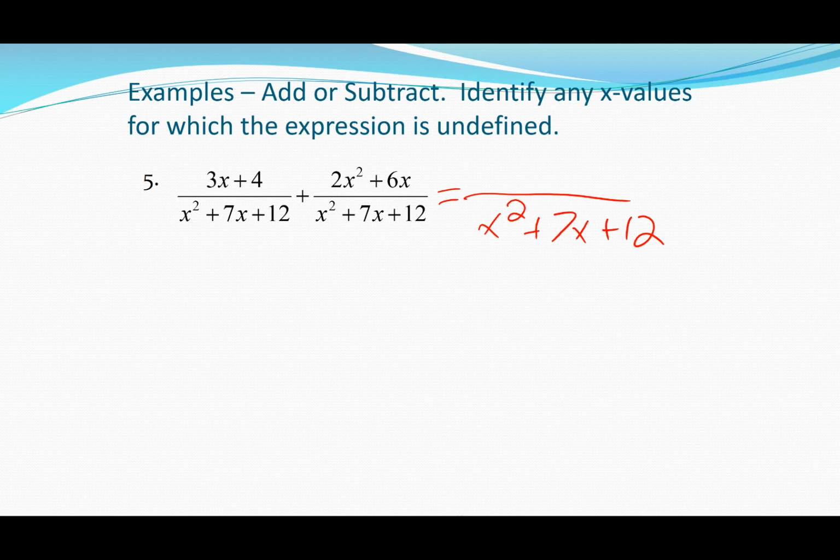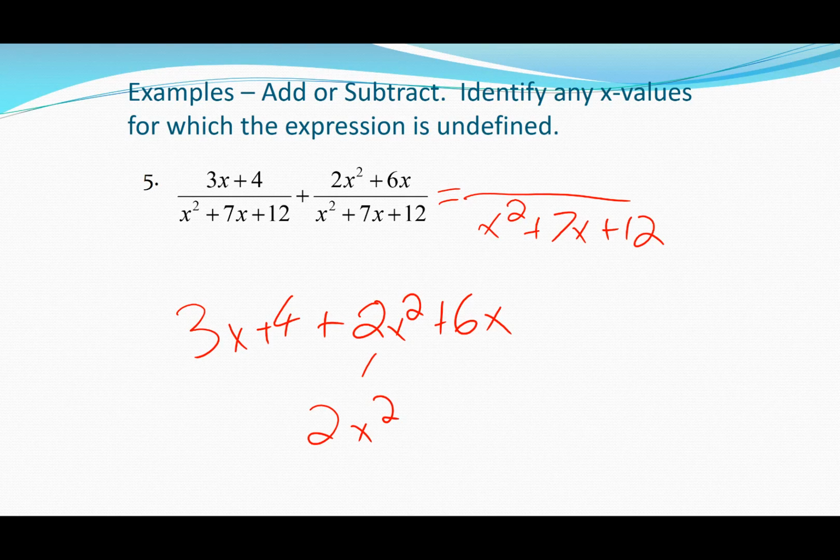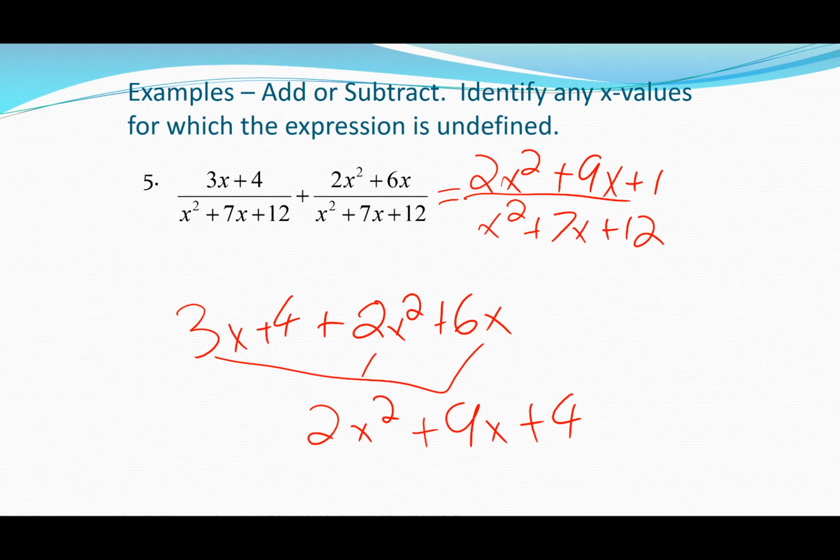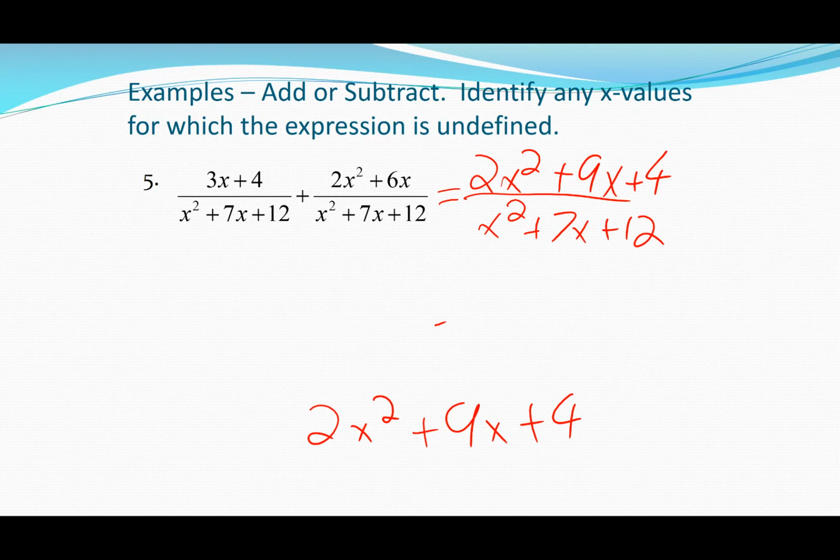So I've got 3x plus 4, and I'm adding it with 2x squared plus 6x. So my 2x squared is still going to be 2x squared. My x terms will add up. So 3 and 6 make 9x, and then bring the plus 4 as well. So my numerator would be 2x squared plus 9x plus 4. So I've added the numerators together. I kept my denominator the same. It's worth checking, but let's see if we can factor these and cancel them out.